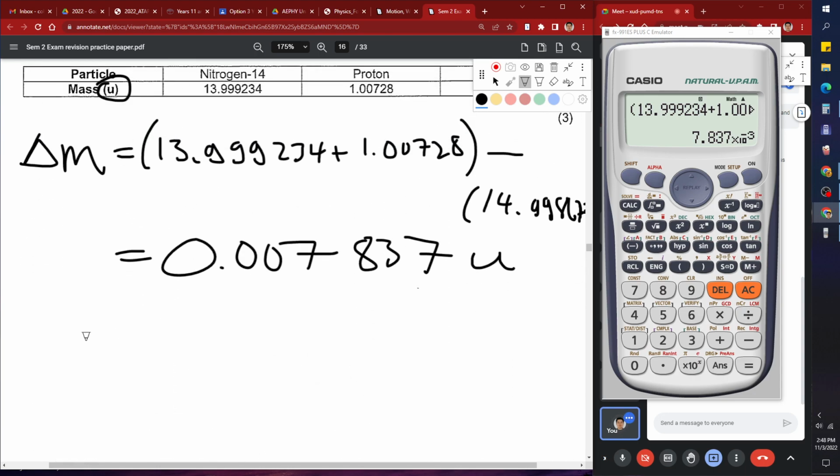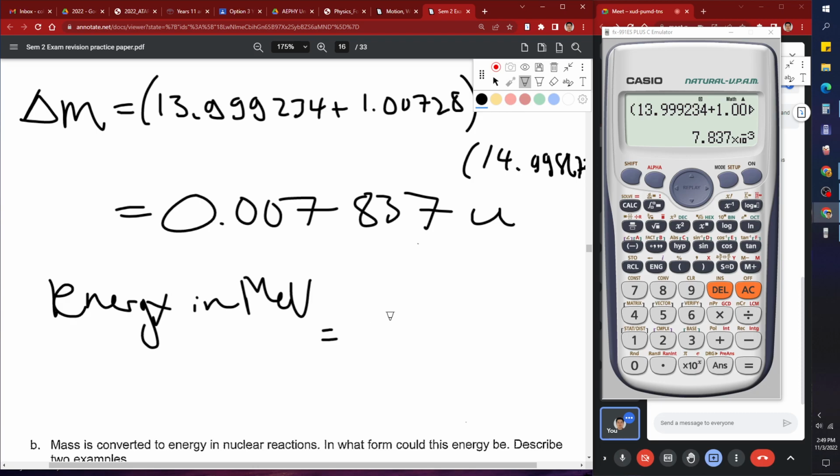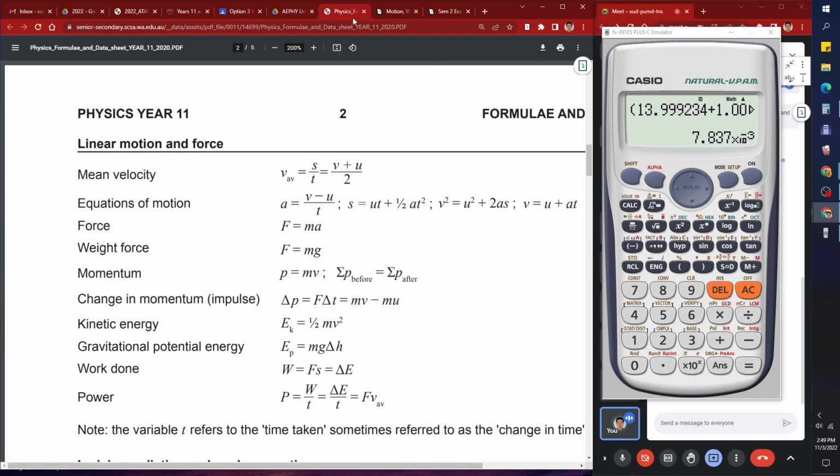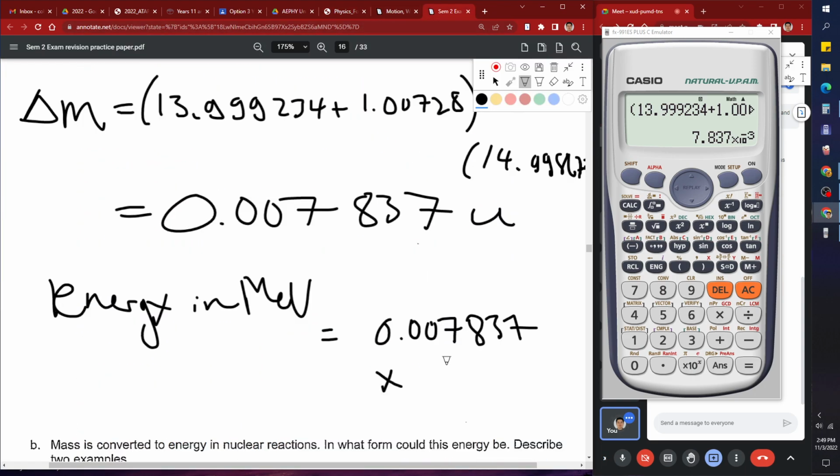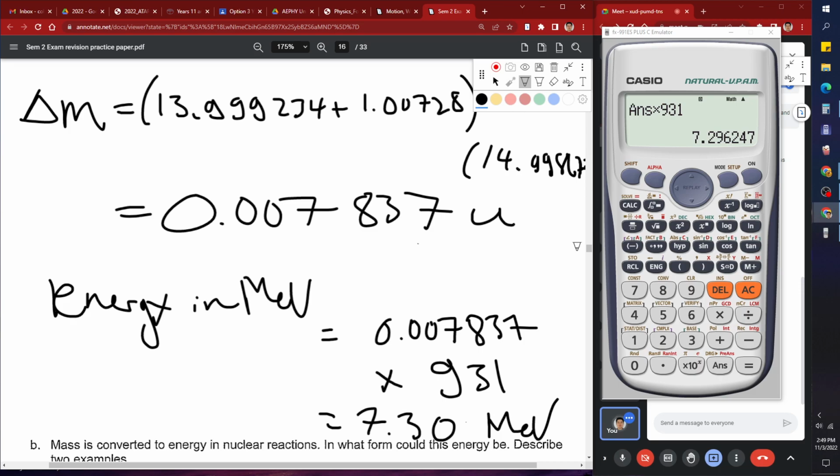If we want the energy in MeV, then we take 0.007837 and multiply by the number of mega electron volts per atomic mass unit, which is 935, I think. Is it 935? Just double check. It's 931. So I'll multiply it by 931 MeV. We get 7.30 MeV. Easy peasy.